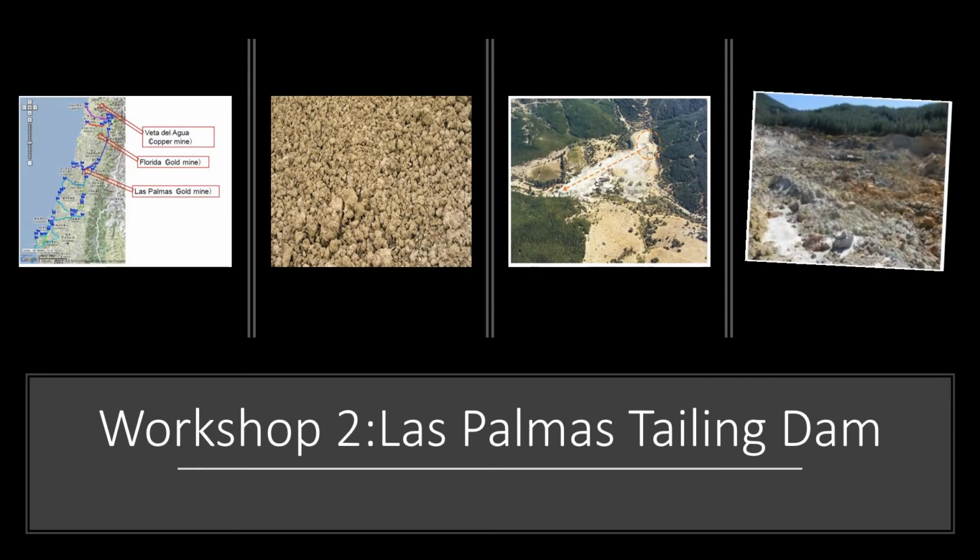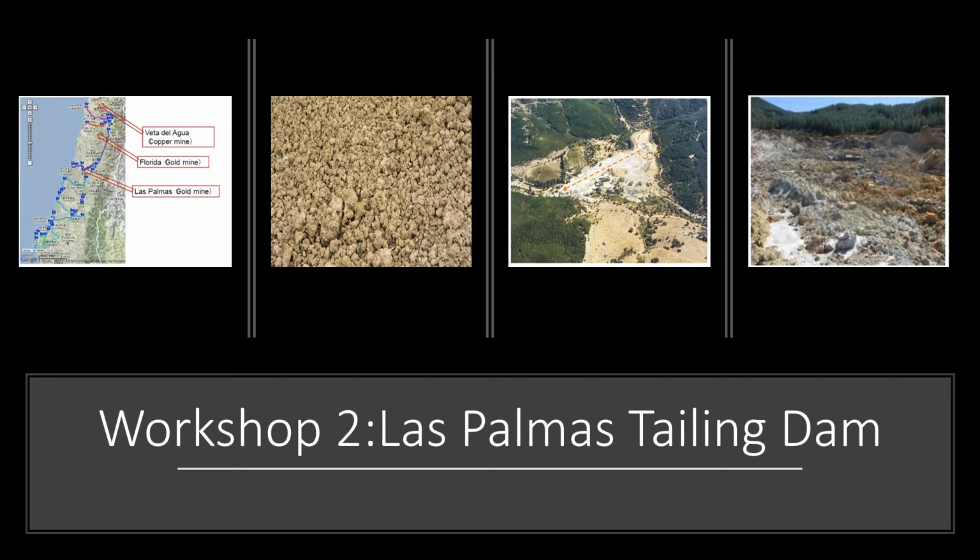Workshop 2. Las Palmas Tailing Dam. Las Palmas Tailing Dam, located 133 kilometers from the earthquake's epicenter, collapsed the most during the 2010 Chile earthquake. It failed due to its granular soil material.